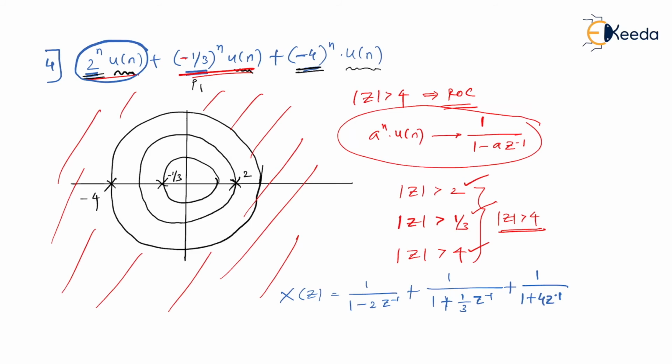Let's move to the fifth problem. The fifth problem is 2 raised to n u of minus n minus 1. You know that if u of n is a right-handed signal, then u of minus n minus 1, as we have already learned, is the complement of u of n. And what is the complement of u of n? It is u of minus n minus 1. If u of n is right-handed, then u of minus n minus 1 will become a left-handed signal. Then this is a left-handed signal.